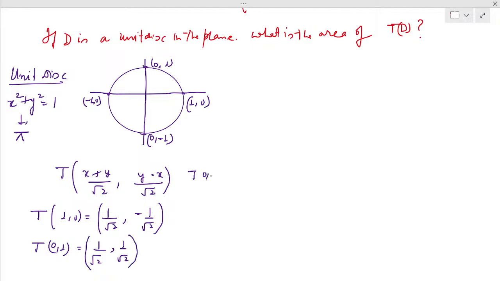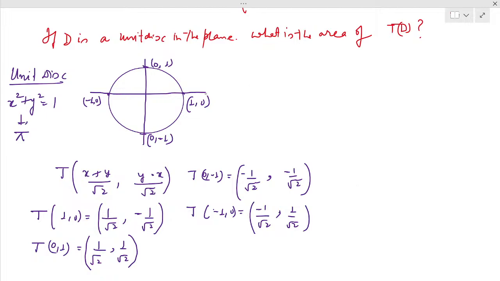How would your T(0, 1) transform? T(0, -1) would transform to (-1/root 2, -1/root 2). And how would your T(-1, 0) transform? So T(-1, 0) would be (-1/root 2, 1/root 2).